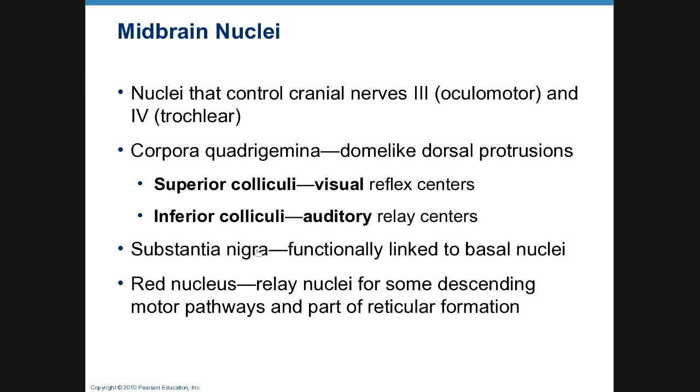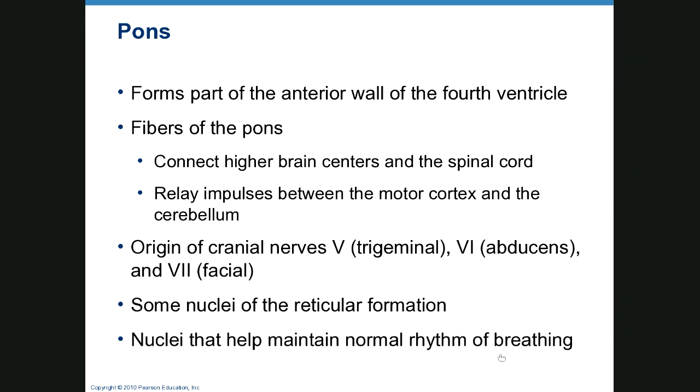Now, the substantia nigra is linked with basal nuclei, and we've talked repeatedly about when you have malfunction of the dopamine-producing cells in the substantia nigra, that is what causes Parkinson's disease. So basal nuclei, since they control fine-tuned movements, that makes sense. The red nucleus is for relaying some of the descending motor pathways. It's also part of the reticular formation, which we'll talk about later.